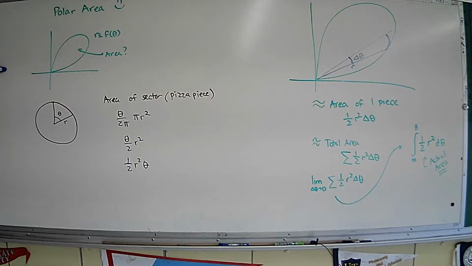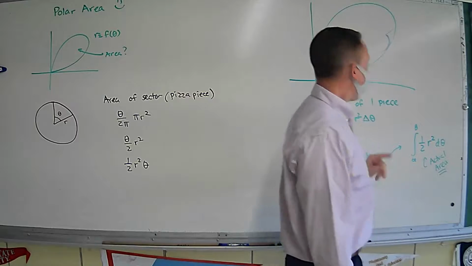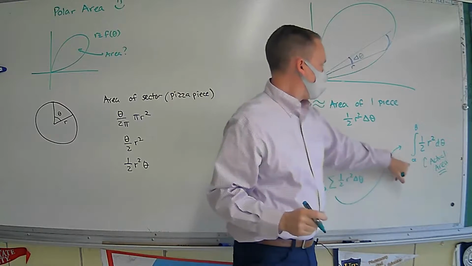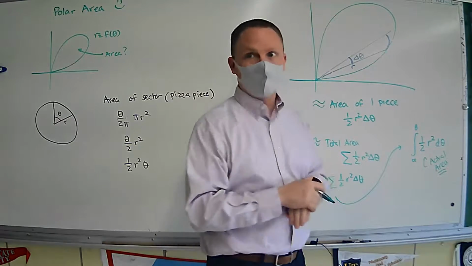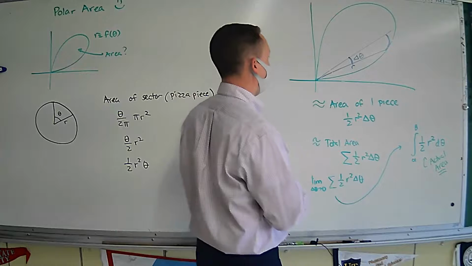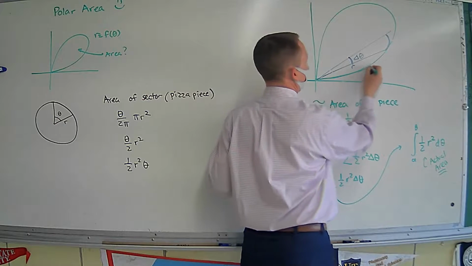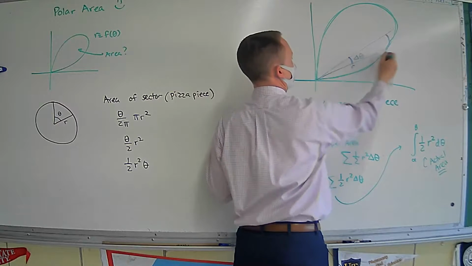Now, what are alpha and beta? Those are the bounds. What are the bounds that we're talking about here? Alpha and beta are the theta values where you start and stop, that will sweep out the particular polar area that you're looking for. So whatever theta is right here, as you increase theta to right there, you would sweep out that area.